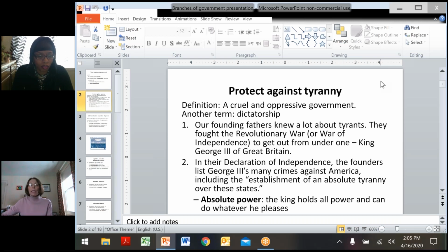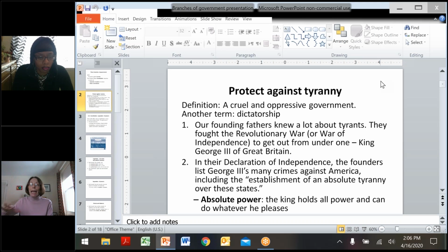Okay, so protect against tyranny. A tyranny is a cruel and oppressive government, and another term that might be more familiar is dictatorship. Our founding fathers knew a lot about tyrants, and that is the reason that they fought the Revolutionary War, which is also called the War of Independence.